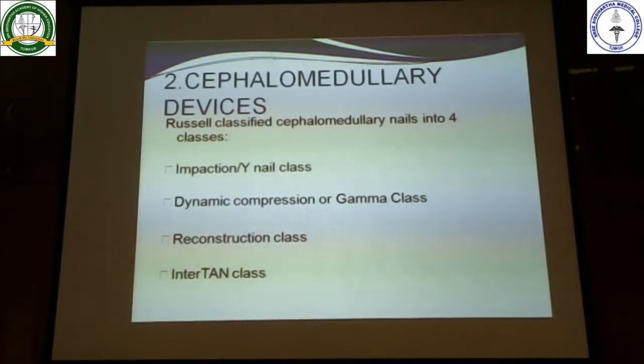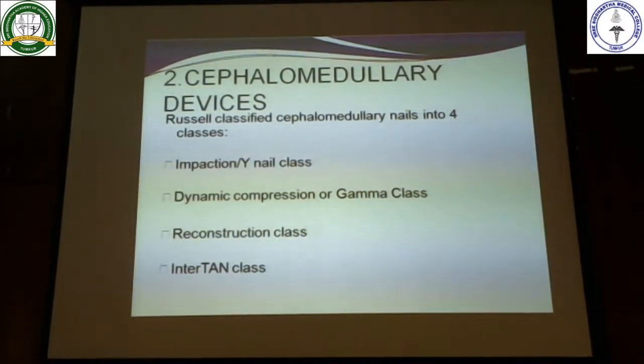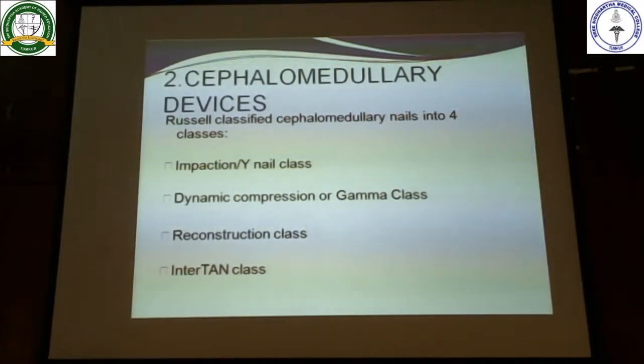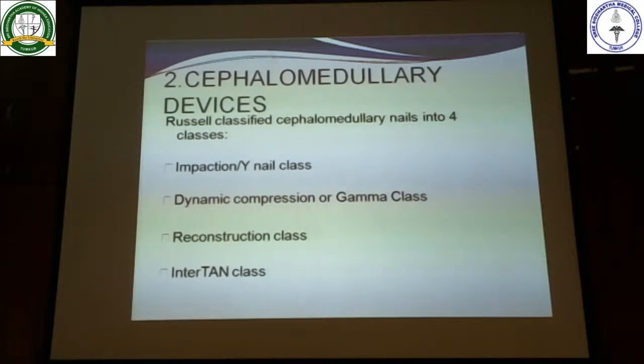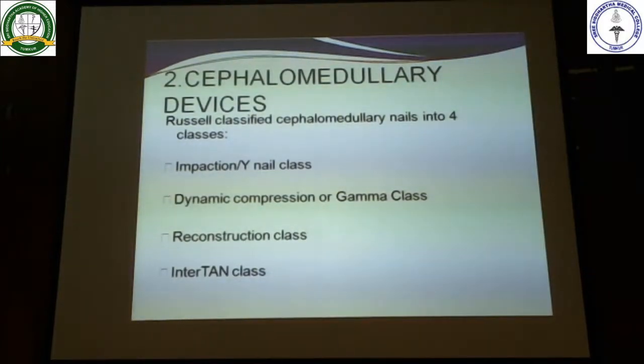All the things that we mentioned until now belong to one group of plates. Here we talk about the second type of implant that is used for IT fracture, that is known as a cephalomedullary device. The most important or common one used is the proximal femoral nail. We'll come to that. So these are sub-classifications. Just remember the second type of implants that are used is known as cephalomedullary devices.